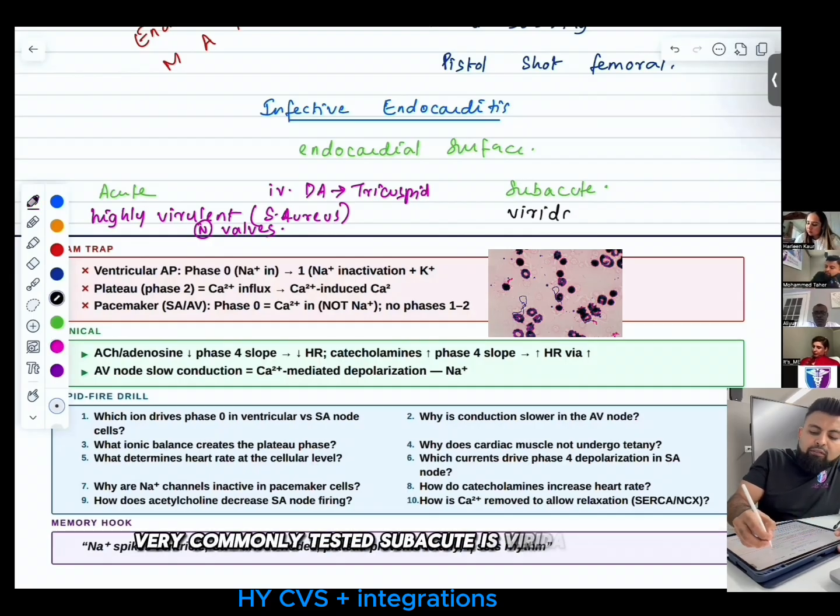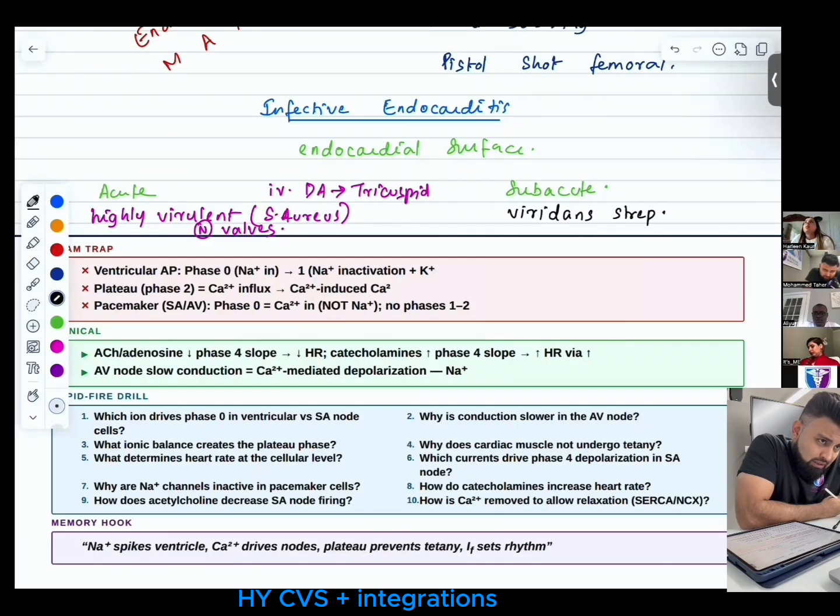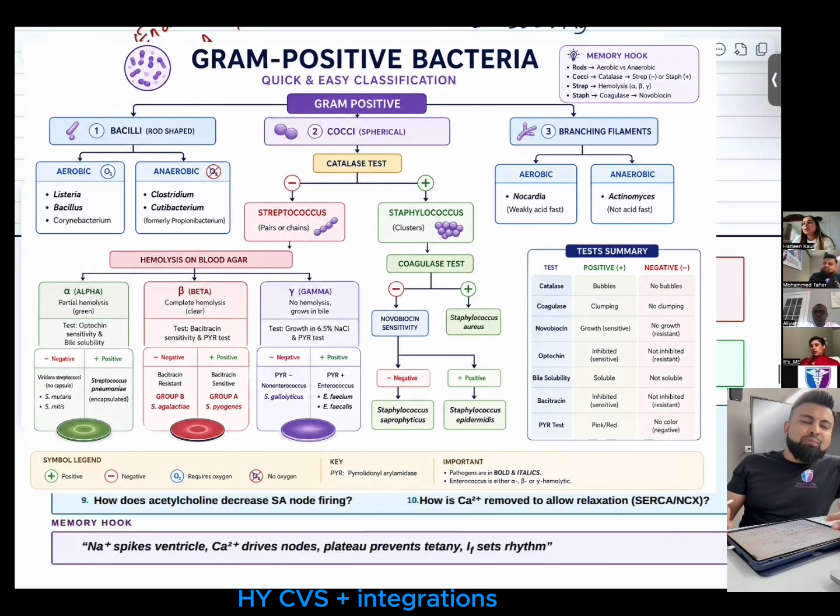Subacute is viridans strep. Now, for viridans strep classification, what type of hemolysis, alpha or beta? Let's just quickly do that. Let's close our eyes and recall.